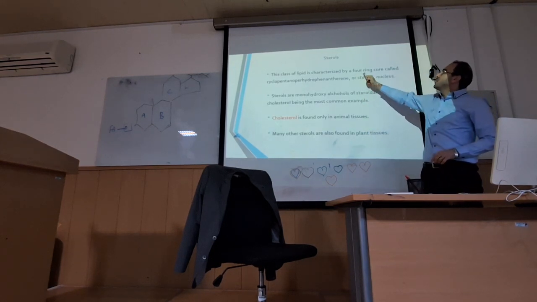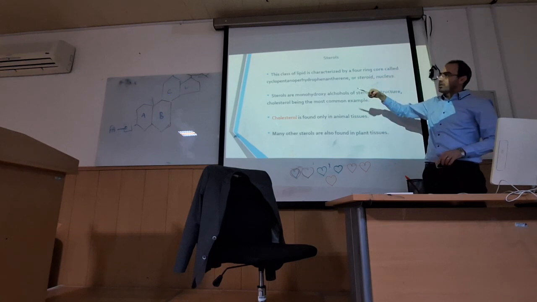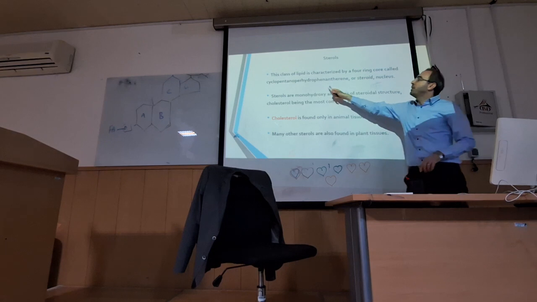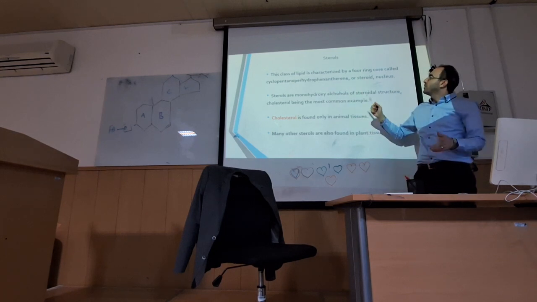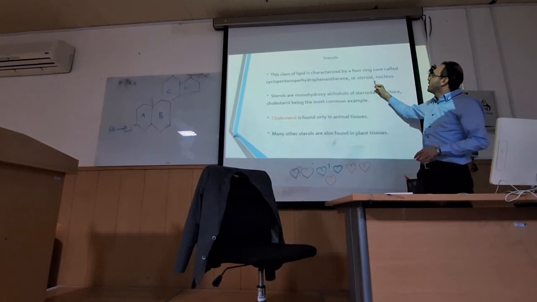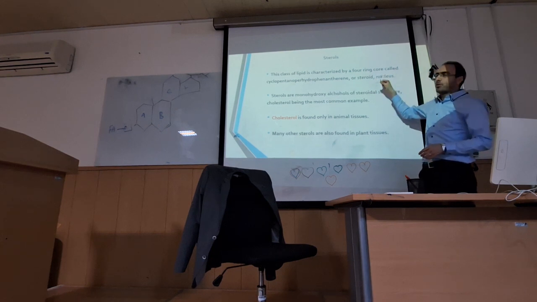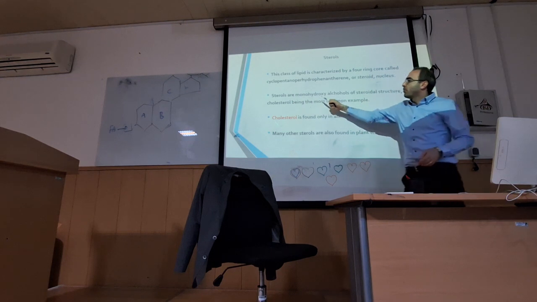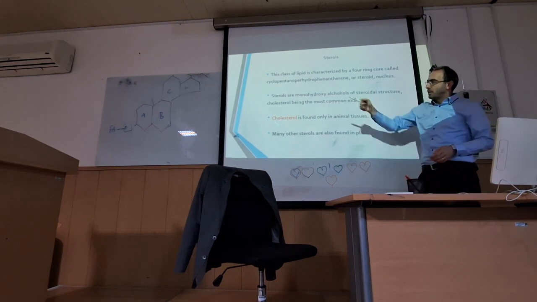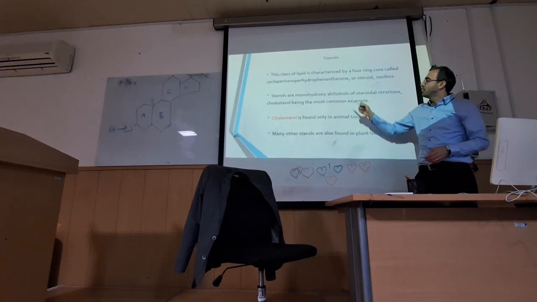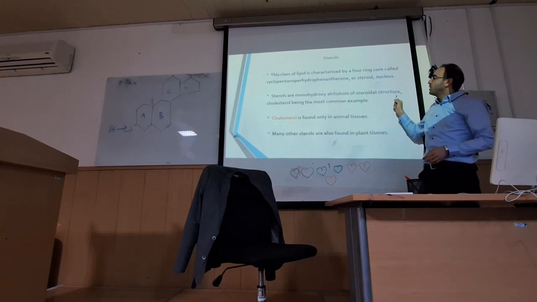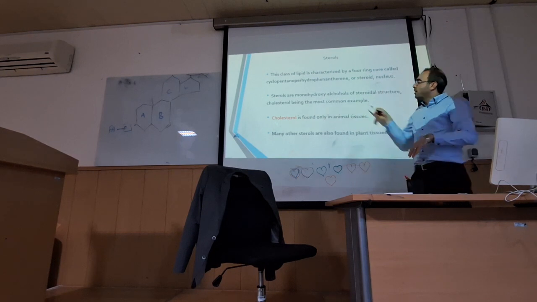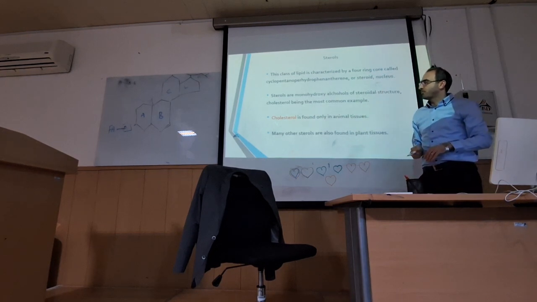So they are characterized by a 4-ring core, which I wrote there, which the name is cyclohexanoperhydrophenol. You don't need to memorize that. Or a steroid nucleus. All of them we can use. Ester or monohydroxy alcohol, as you see here, they are alcohols of steroidal structure. Cholesterol is the most common example of steroid.